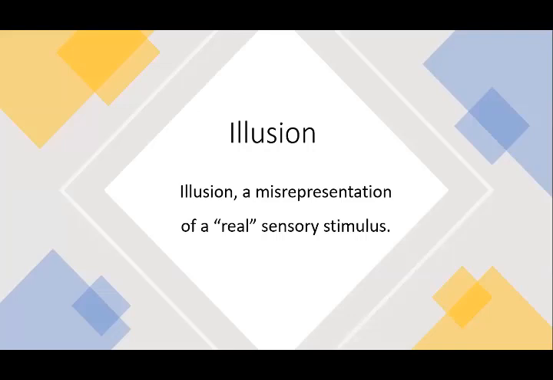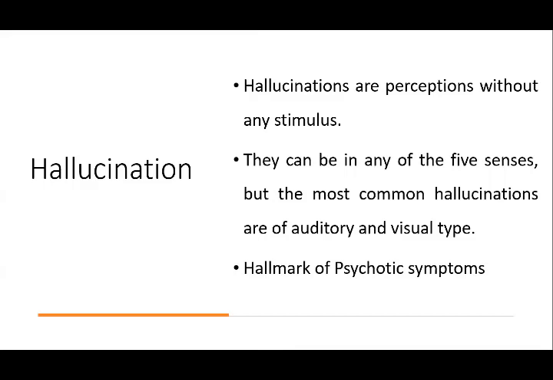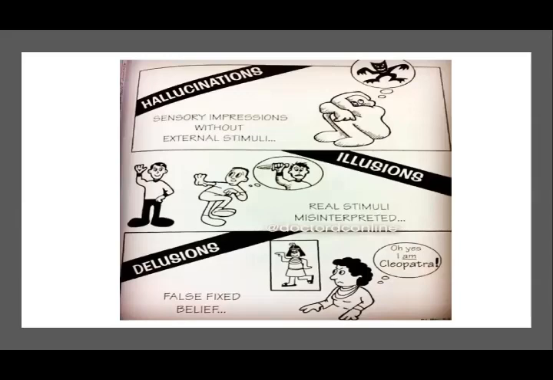Let me see it quickly. What is illusion? The misrepresentation of a real stimulus. What is hallucination? Perception without any stimulus. Okay, now focus on this picture. First focus on the middle one. In illusions, the real stimulus is there but it is misinterpreted, right? Like in this picture, this guy is just pointing his thumb, but the white guy perceives it as though he is a killer.